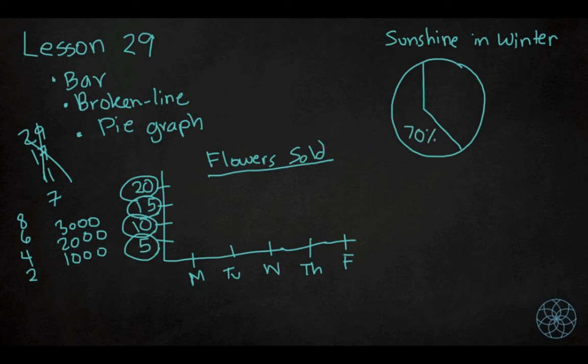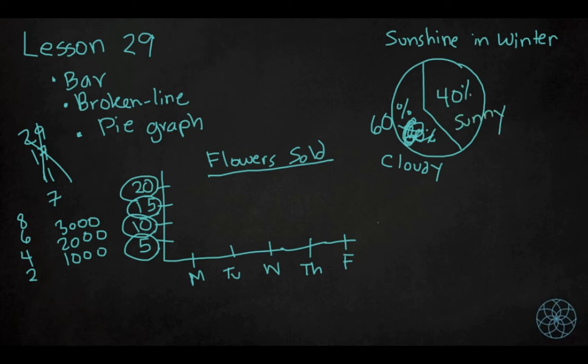70% cloudy. Well, this isn't quite accurate, right? That's not quite 70%. Let's say 60%. That probably looks more like 60%. Sorry, that's not looking good. 60%. And then 40% of the time, it was sunny.